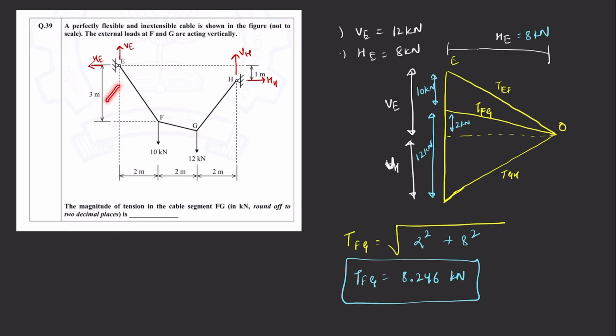You didn't even need the height, only to find out the value of tension using the equilibrium equation. You just drew the polygon, used the Pythagoras theorem, and got the answer. And that solves our question.